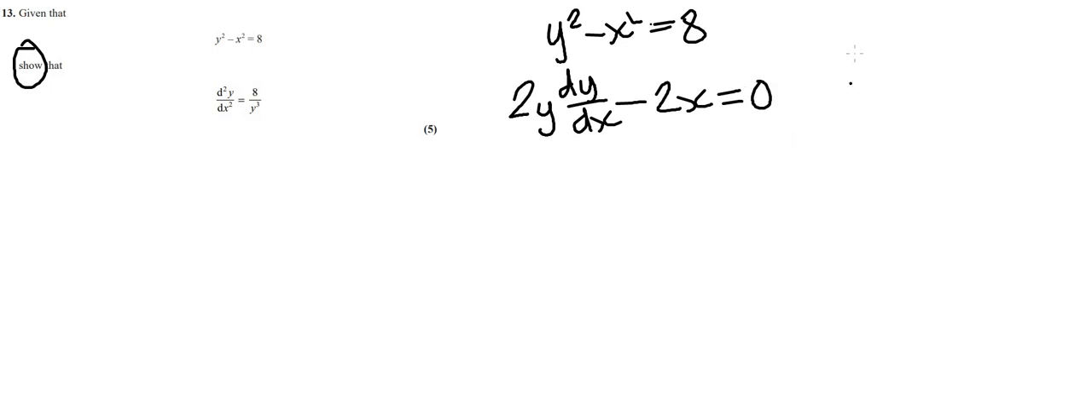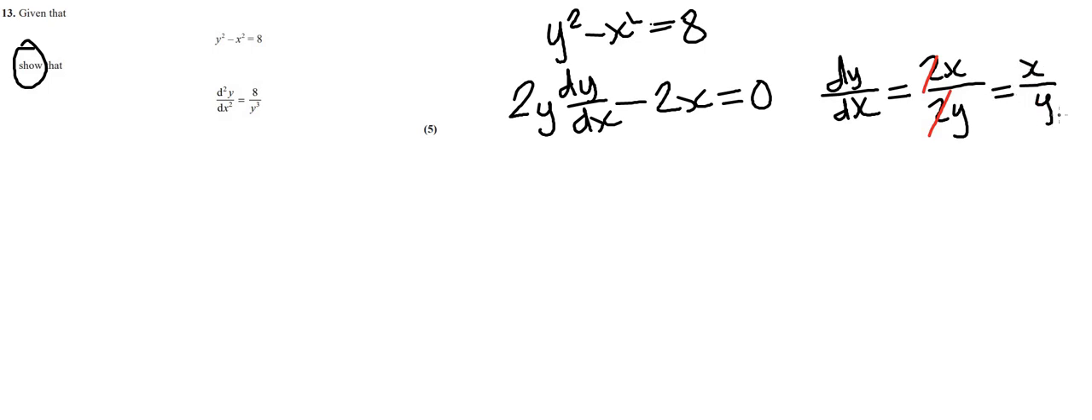So now we've got our first derivative. Let's write that as 2y dy by dx is equal to, add the 2x, and we divide through by the 2y. And now 2x over 2y, that's simply x over y. So there's our first derivative. Okay, so now dy by dx is equal to x over y.